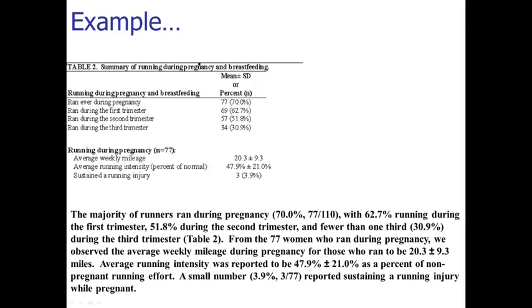And then we get: Average running intensity was reported to be 47.9% as a percent of non-pregnant running effort. A small number reported sustaining a running injury while pregnant. You can see that they've literally read right through the table for the reader. Well, the reader can go and read the table. The reader doesn't need you to do that. The reader needs you to give a higher level interpretation that's more informative and more concise.